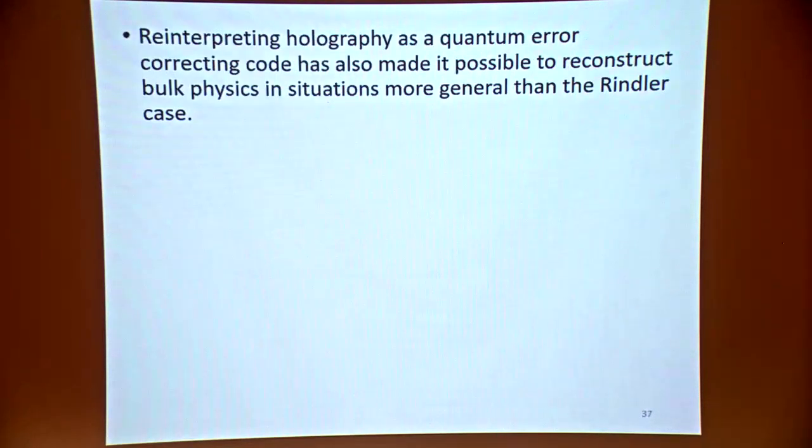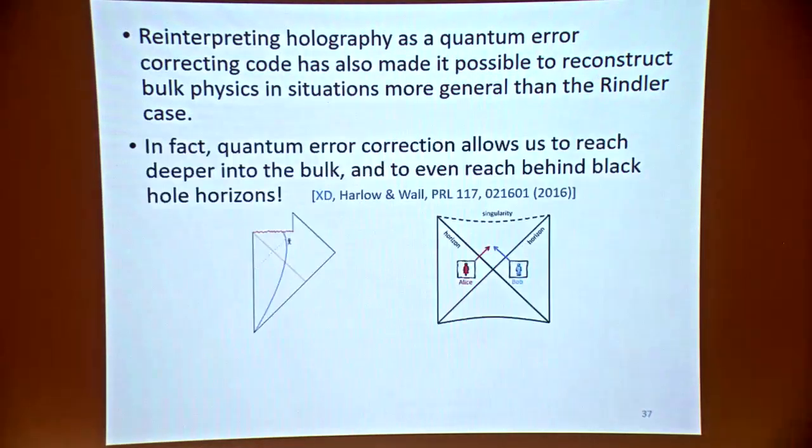I also want to mention that reinterpreting holography as a quantum error correcting code has led to a lot more understanding about how to reconstruct bulk physics. In particular, it has made it possible to reconstruct bulk physics in situations more general than the Rindler case. We discussed how to do that in the Rindler case, but we can actually do that much more generally. The useful thing that comes out of this is that it allows us to reach deeper in the bulk than we normally can, and in particular, it can even sometimes allow us to reach behind black hole horizons.